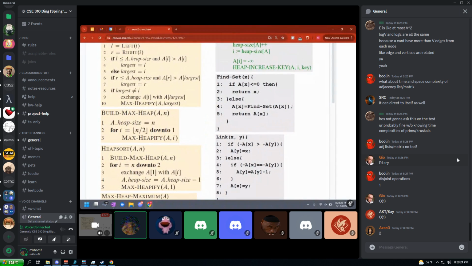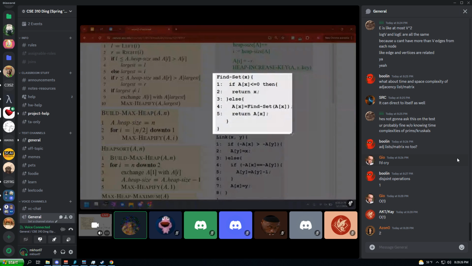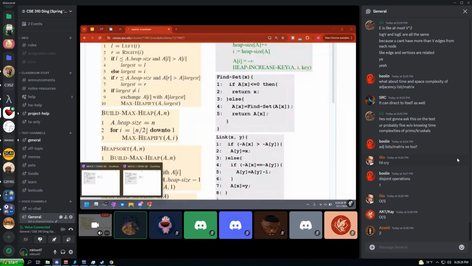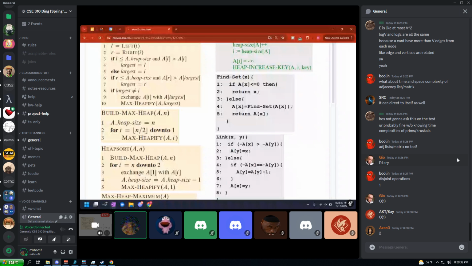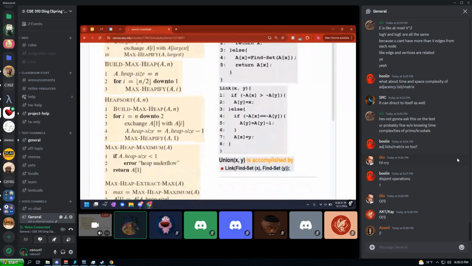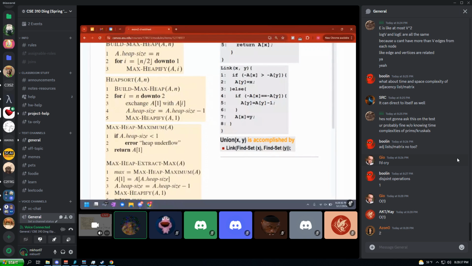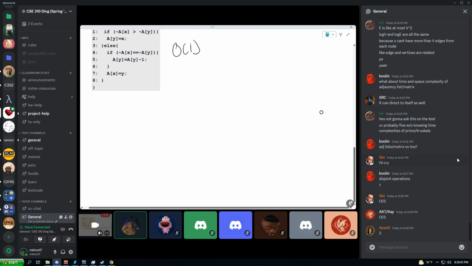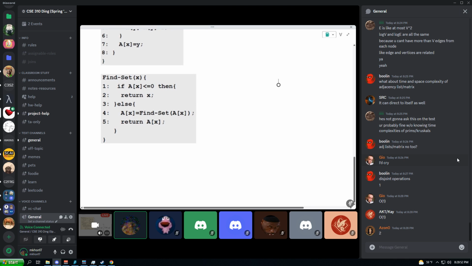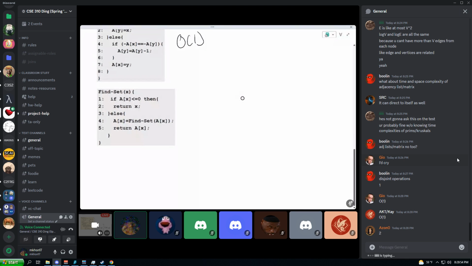We have Findset. Let's get that one. Now this is probably the main one you'll have to focus on, mainly because union is just linking two find sets. So that's going to be the same answer as find set, I believe. Of course, unless we're doing it with compression. So this is how we're going to do it.